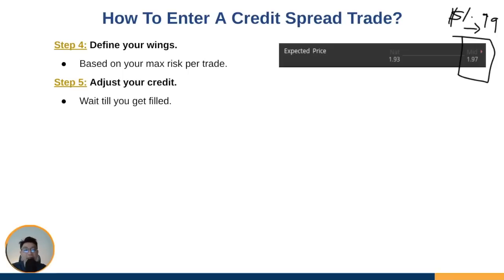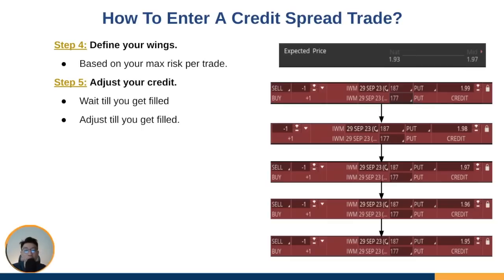What you want to understand here is that there's a natural price down here, net. Net just means the natural price that you will surely get filled. This is the price you do not want to choose at the start, because this is the worst fill that you can get. Instead, go for something around the mid price first. Then you have two options. The first is that you could just wait to get filled, until the market starts trading at this price for your credit spread. Or if you want to get filled immediately, then this is where you want to adjust until you get filled. So let's say, for example, you start out with $1.99.